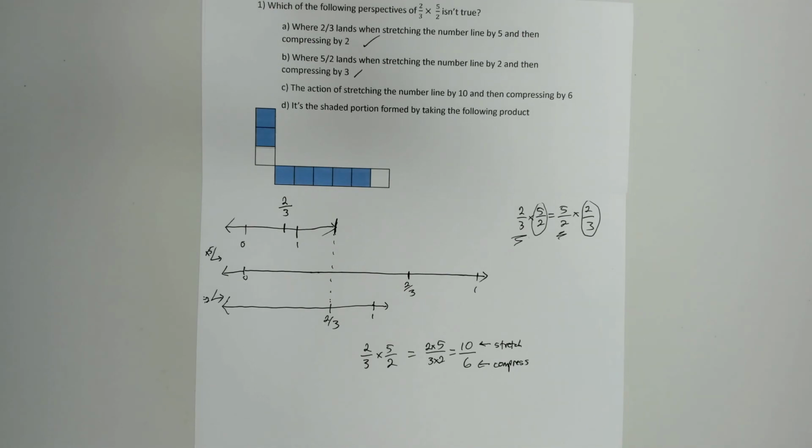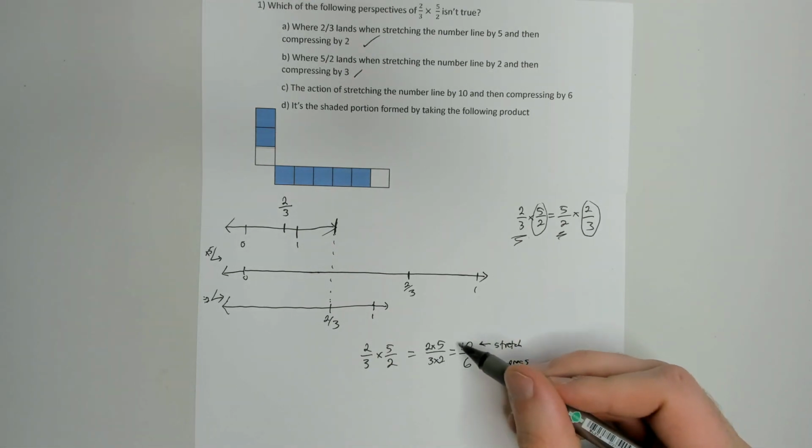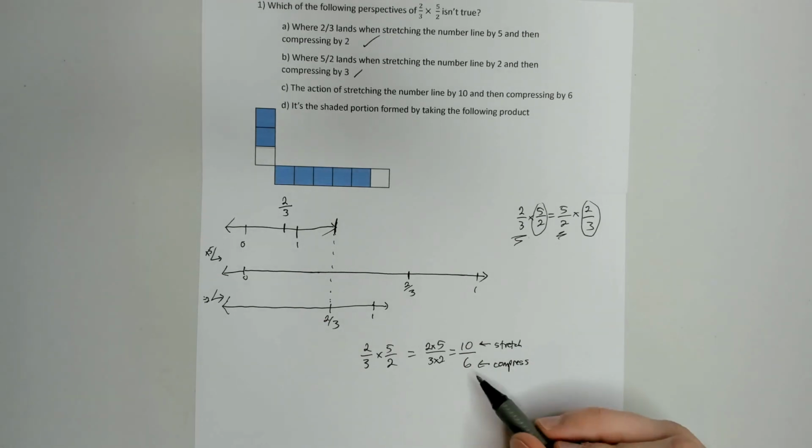But it's not where something lands, it's saying this is the actual action. So this goes back to what we talked about in the second half of the video, where we were talking about how we can actually just view a fraction itself as essentially being an action, where encoded into the fraction, the numerator tells us how much to stretch by, and the denominator tells us how much to compress by.